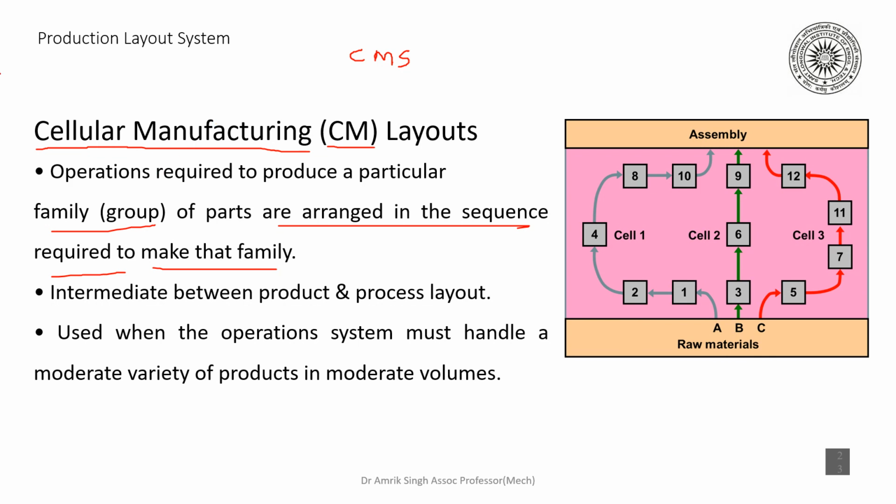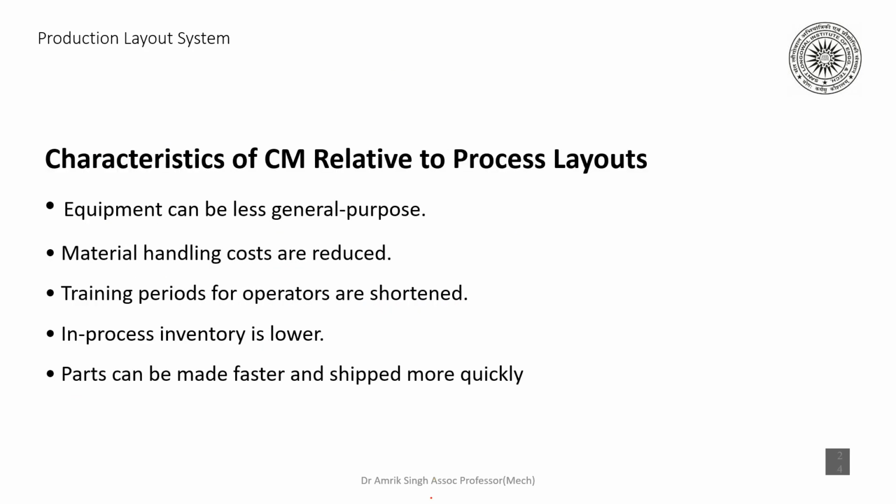So intermediate, it is between the product and the process layout. Wherever the requirements are intermediate, we go for this kind of manufacturing system. They are used when the operation system must handle a moderate variety of the product in moderate volume. Okay, so medium volume, medium variety.